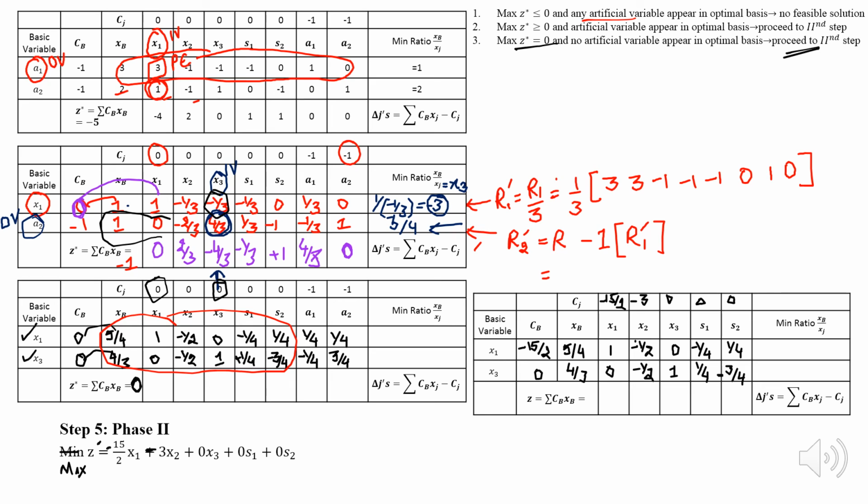Okay, now the first step is to calculate z. Z value, what you are getting is minus 15 by 2 multiplied by 5 by 4. That value you are getting as minus 75 by 8. Okay, now we will work in phase 2 as a simple simplex method.